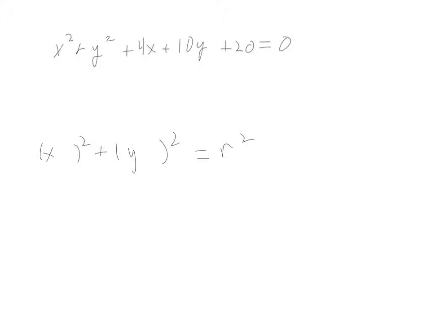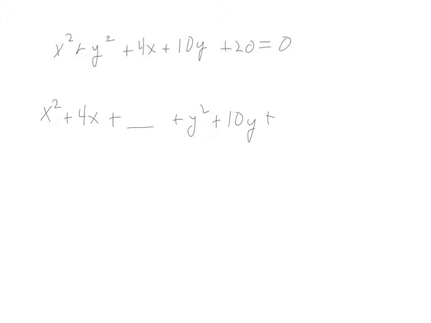We're going to start this off by getting that constant, that 20, to the left side of the equation, and then we'll do the completing the square business. So my next step is to collect the x terms together. I'm going to say x squared plus 4x plus a blank, plus y squared plus 10y plus another blank, and then this 20, I'm going to move to this side, so it'll be equals negative 20. And if I put a blank in here, I'm going to want to put a number over here for that.